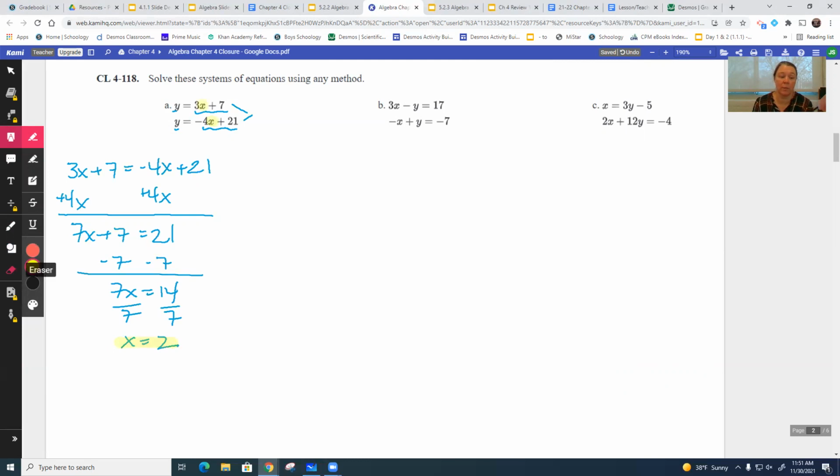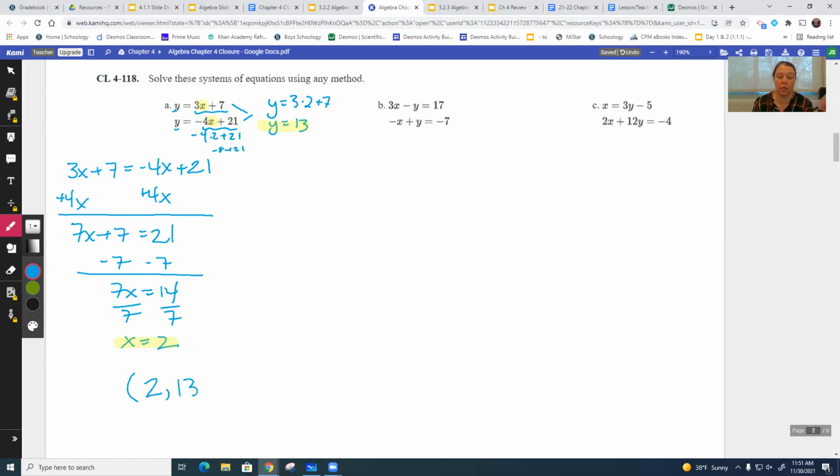equations for x to get my y, and it makes no difference. Okay, so I could do y equals 3 times 2 plus 7. So then y is 13. If I did it here, if I did -4 times 2 plus 21, that would be -8 plus 21, which is also 13. So I have my x, and now here I have my y. And so when I write my answer, I write it as an ordered pair, 2, 13.